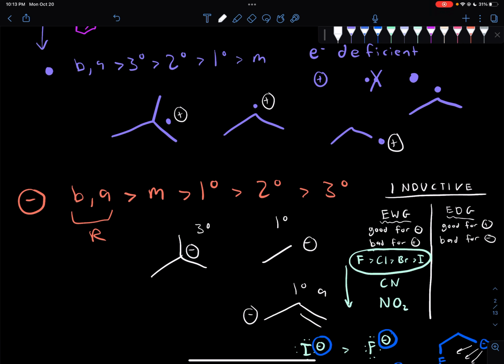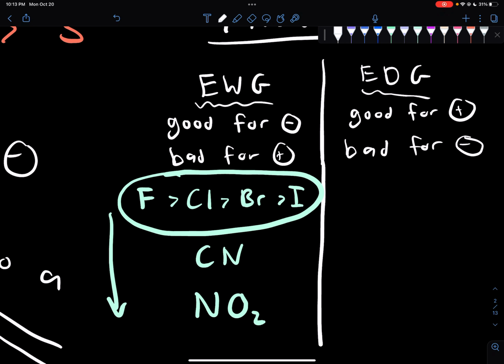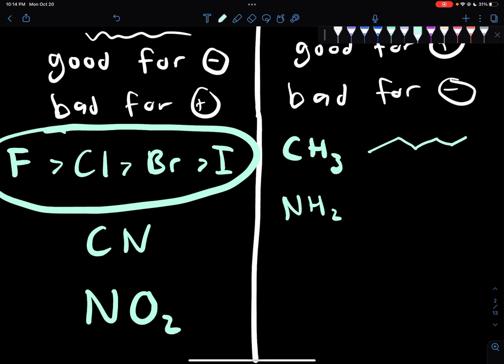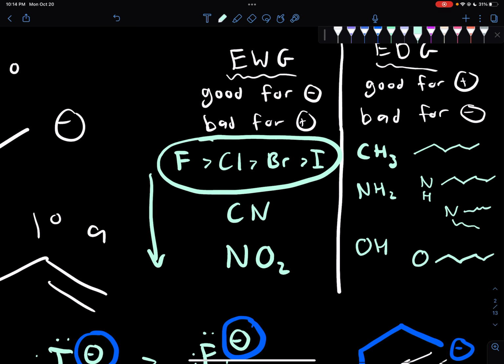I promise I'm gonna get to this part, like the primary, secondary, tertiary. I was just explaining electron withdrawing groups. Now for electron donating groups, very common ones are going to be different hydrocarbons. So I just said CH3, but it could be a chain like this, right? Just a bunch of carbons and hydrogens. That's one option. You can also have NH2, or the H's can be anything, meaning any carbon. So you could have NH, carbon chain, or even N with two carbon chains, right? And the third one is OH, or O with the carbon chain, right? These are going to be your electron donating groups.